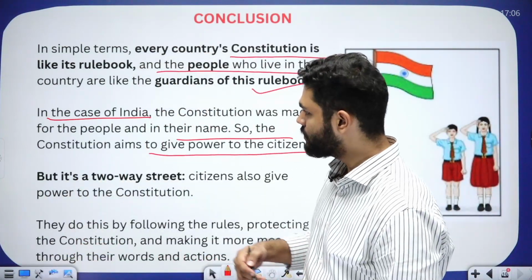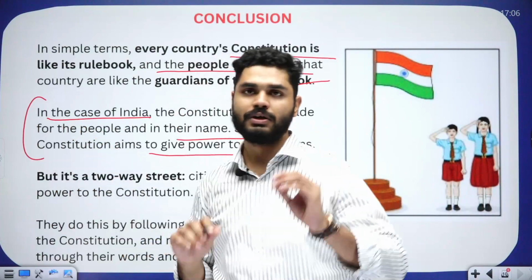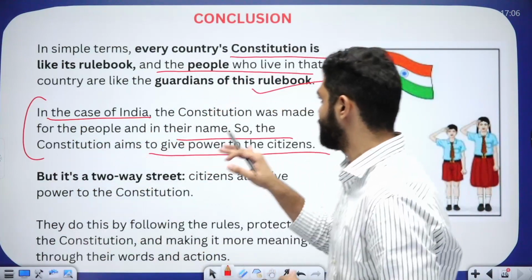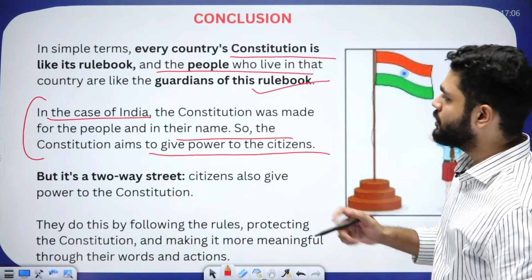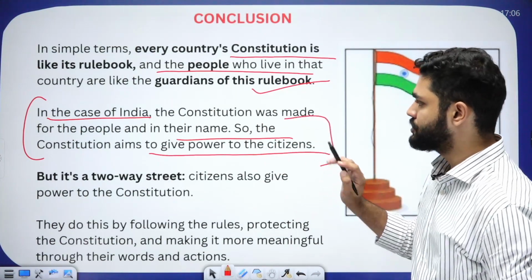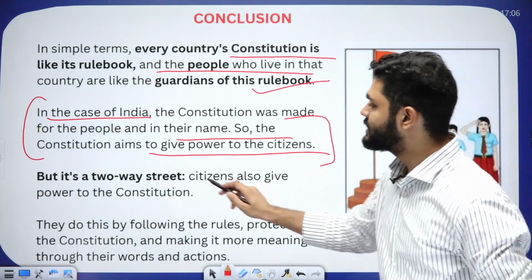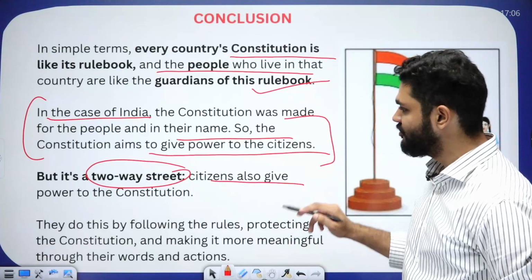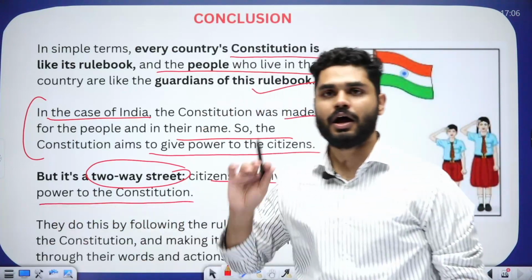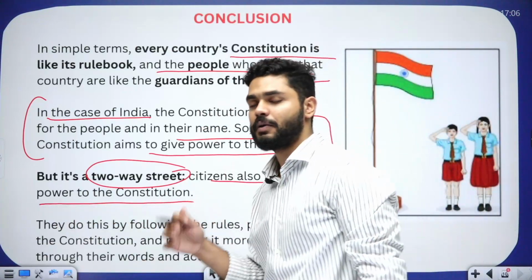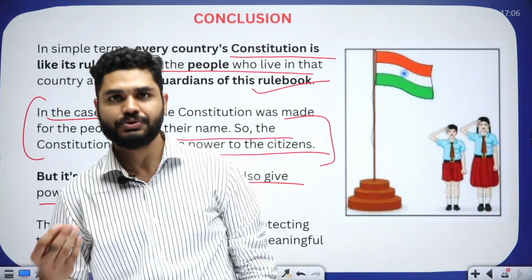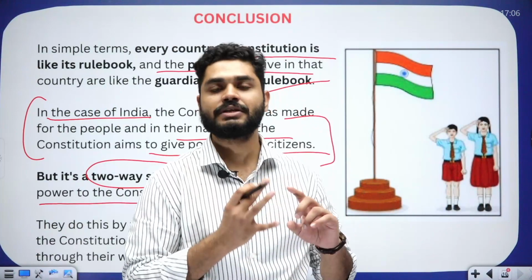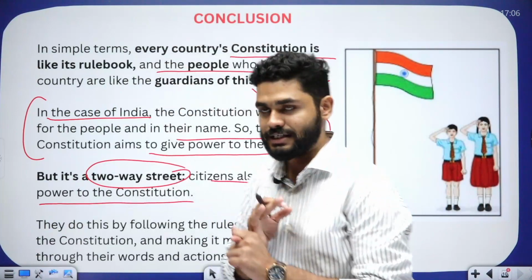But if we talk about the relationship between the citizens and the constitution, it's a two-way street. It's a two-way relationship where citizens also give power to the constitution. And how will they give power to the constitution? By abiding by it. By absolutely following what has been written, what is legally appropriate as a citizen of the country.